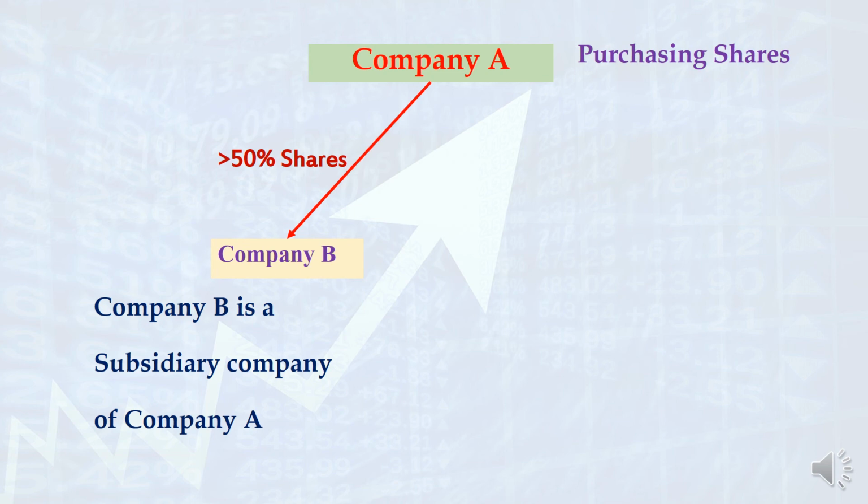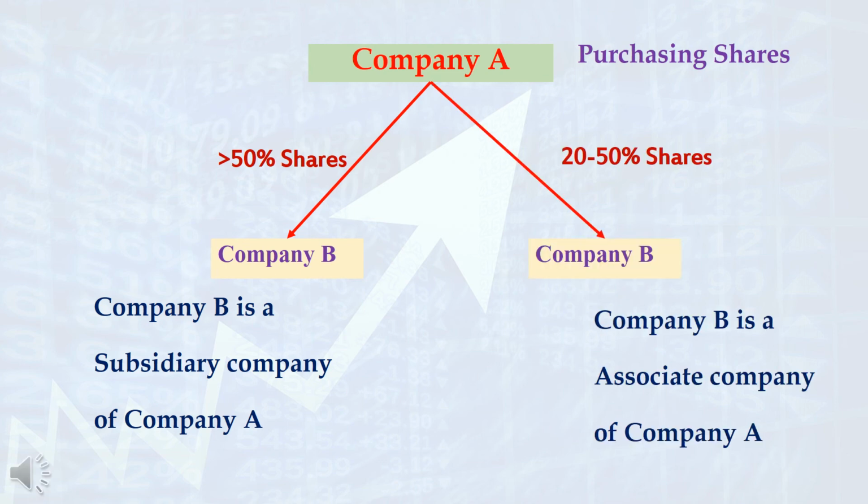Here, company A will have the higher influence on company B. Next, suppose company A had purchased 20 to 50% shares of company B, then company B will become an associate company of company A. Here, company A will have voting power and less influence on company B.